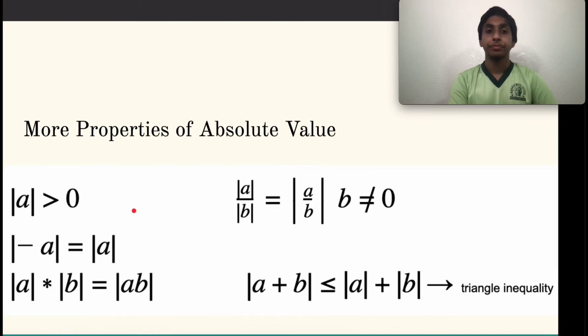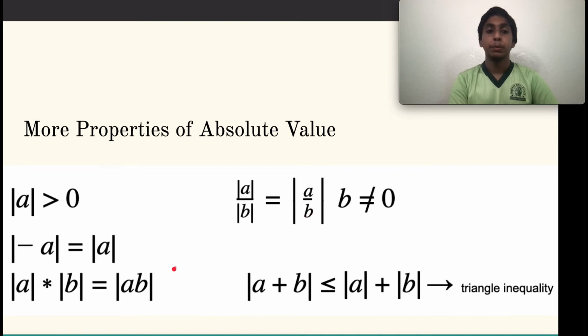Okay, so here are some more properties of absolute value. So the absolute value of A has to be greater than or equal to 0. That's pretty self-explanatory, right? Absolute value is always positive because it's just a distance. So again, the absolute value of negative A is just going to be the absolute value of A. Now the absolute value of A times the absolute value of B is going to be equal to the absolute value of AB. You can just multiply the two. Here, the absolute value of A divided by the absolute value of B is equal to the absolute value of A divided by B.